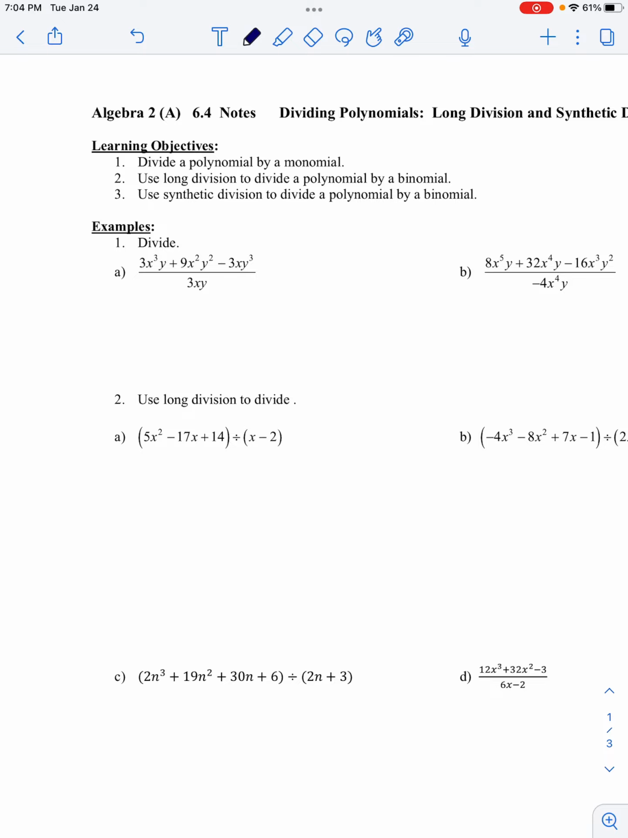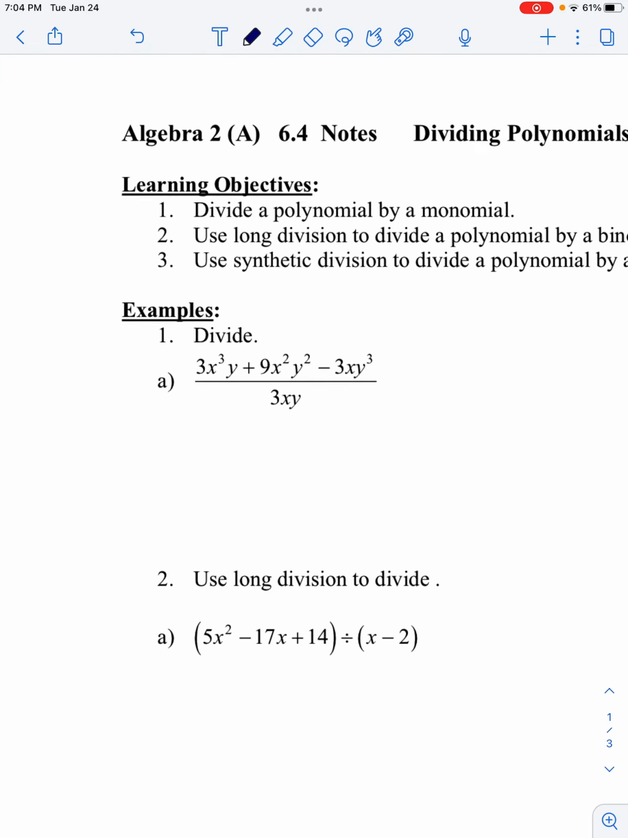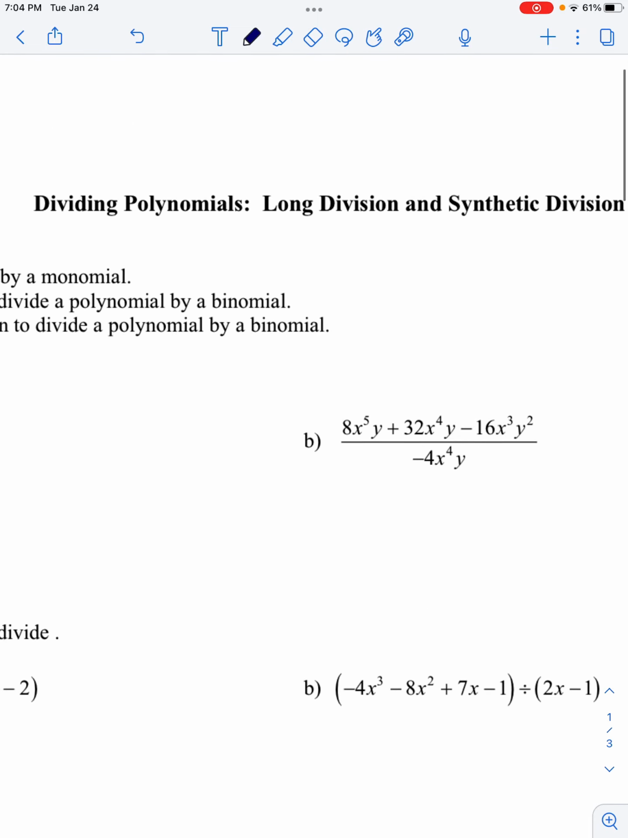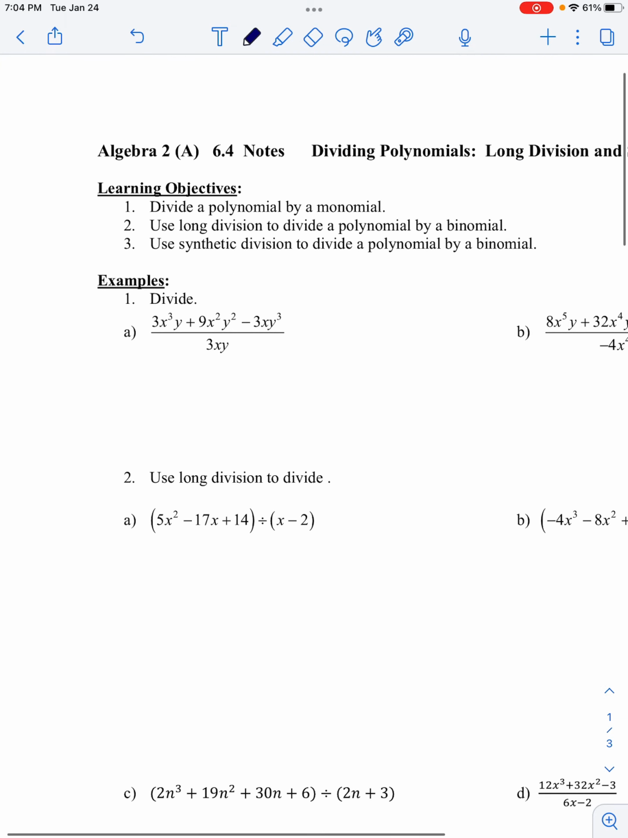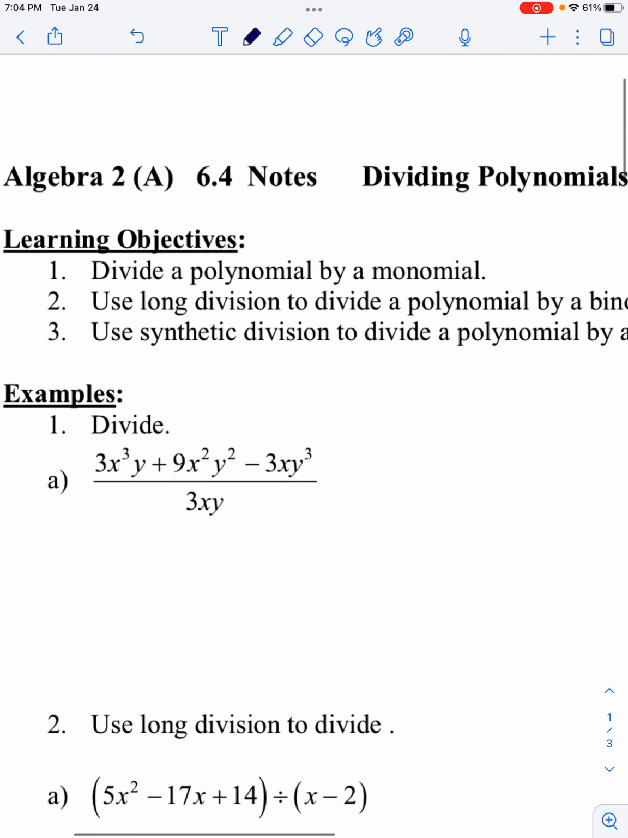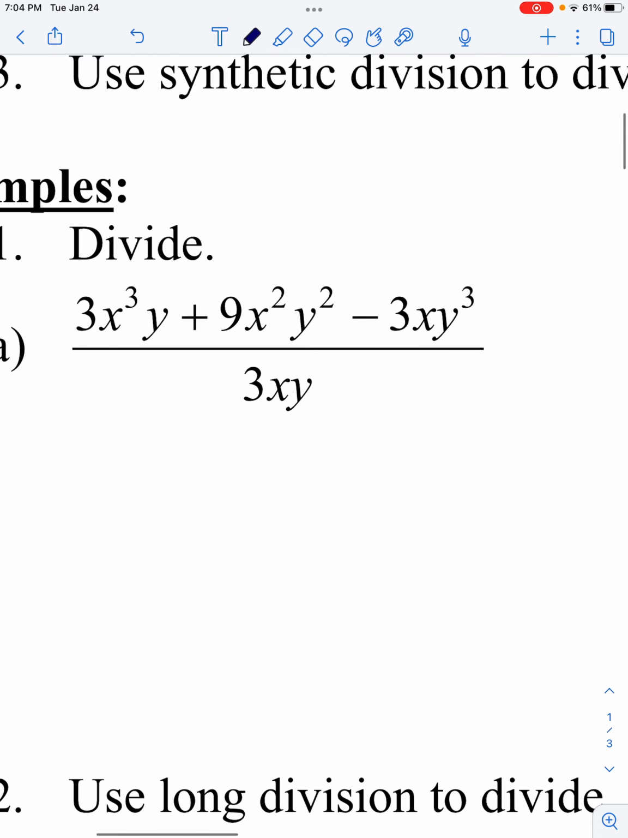All right, we're going to talk about dividing polynomials. Right, so last semester we talked about adding and subtracting and multiplying polynomials. We skipped over dividing polynomials, okay? So there's three types here, which is up here in the learning objectives, okay? If we divide a polynomial by a monomial, it's actually pretty simple, okay?